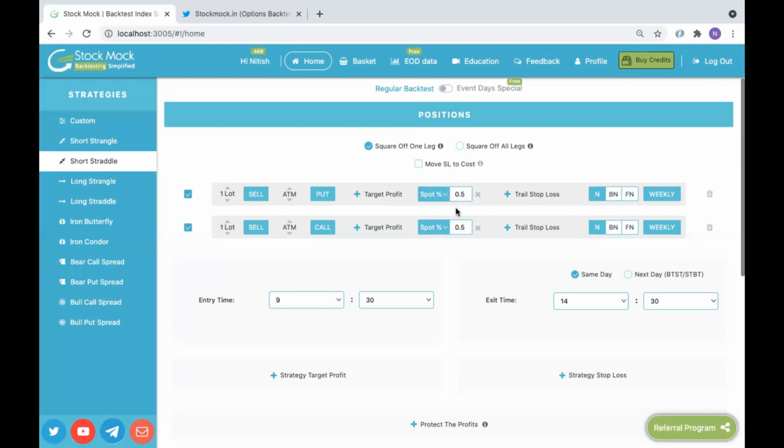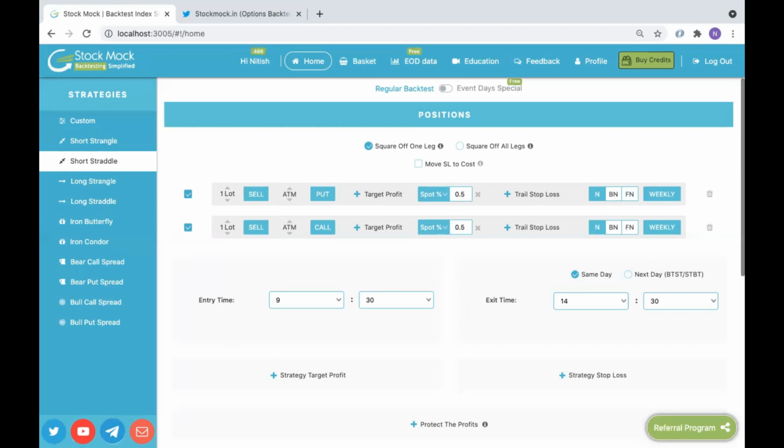Now, what do we mean by 0.5%? So let's say your spot is 14,000 and you are saying 0.5% of 14,000. It means you are saying 70 points. If the spot was 14,000 at the time of your entry of your strategy, which is 9:30 here, you are saying that 70 points would be this.